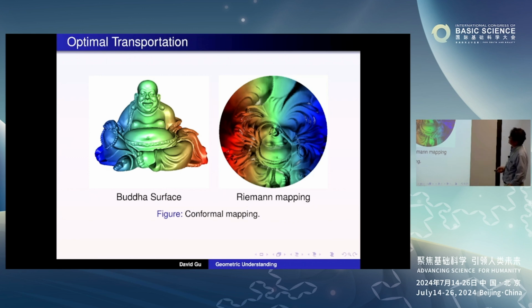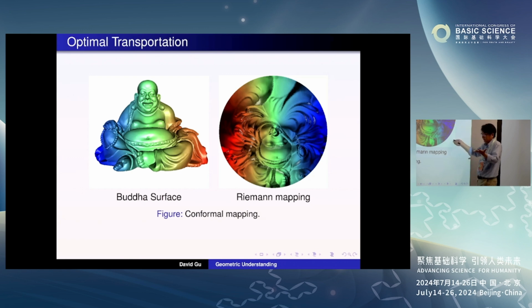So here, we can show one simple example. Suppose you have a surface, this Buddha-Han surface. You're using Riemann mapping, you map it to the 2D plane. So this mapping will push forward the area element from surface to the 2D plane. So therefore, the disk has a measure. We treat it as a source measure. But the disk has the bigger measure.